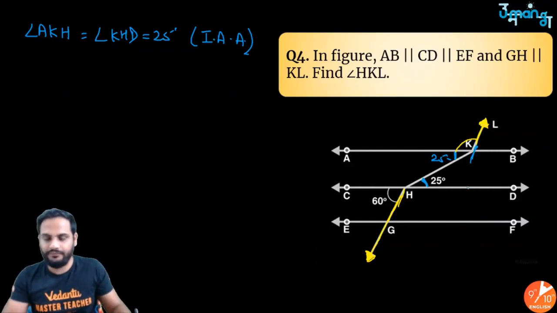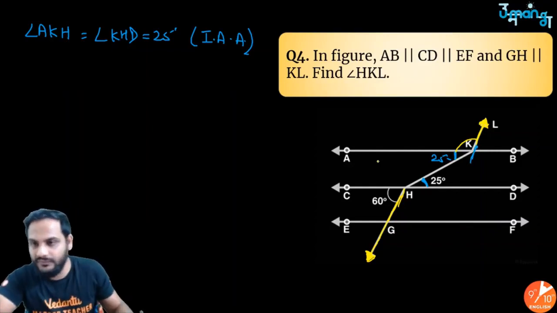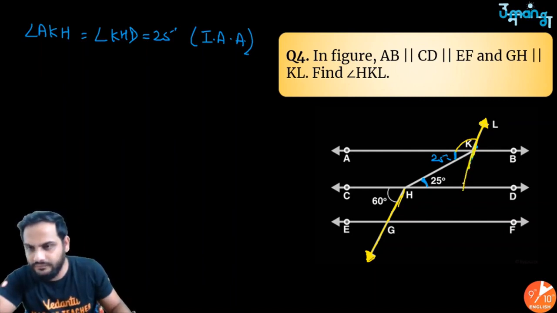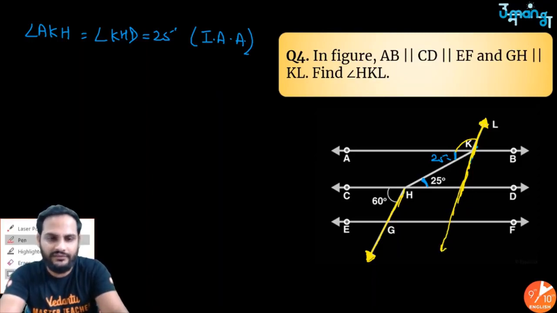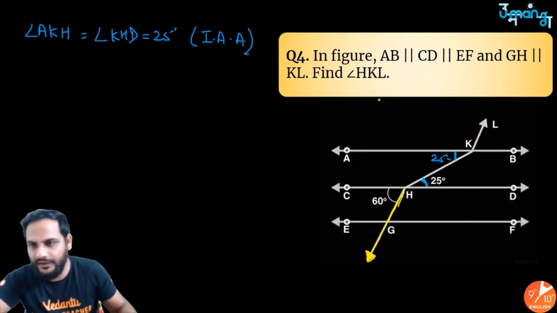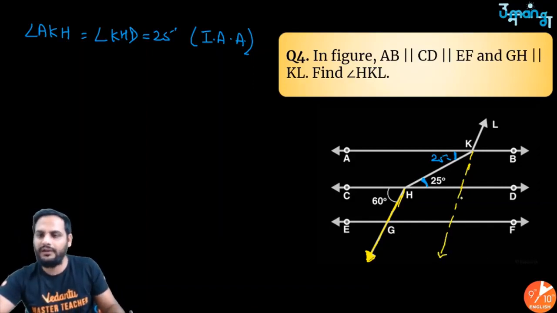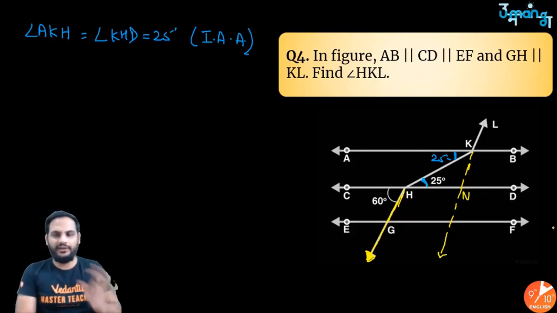So what I did, I am extending this line KL. Even if I extend it, the lines will still be parallel. This extension we have done. Let us say this is N. Even upon extension the lines will not intersect, they are parallel.